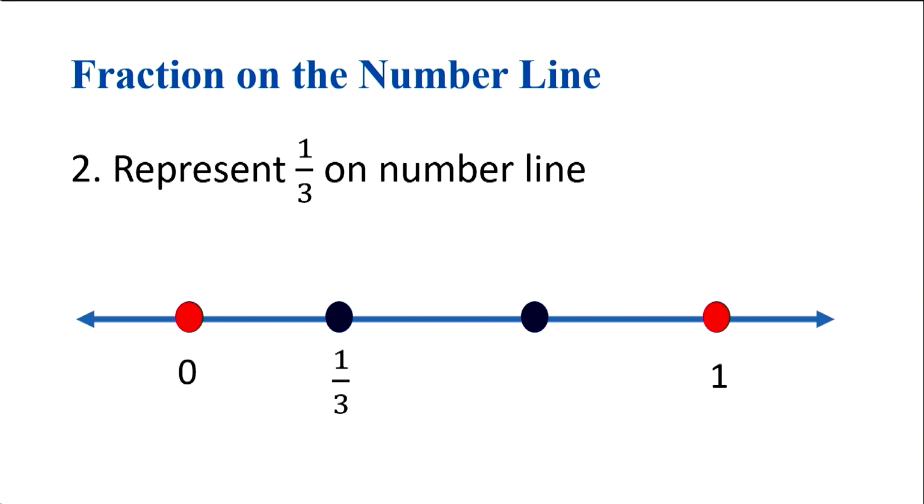Then what does the first point represent? 1/3. What about the second point? The second point represents 2/3 of the whole. So, therefore, we needed 1 divided by 3. So, the first point on the number line represents 1/3.